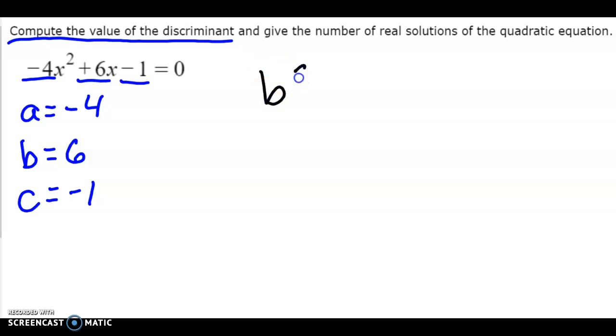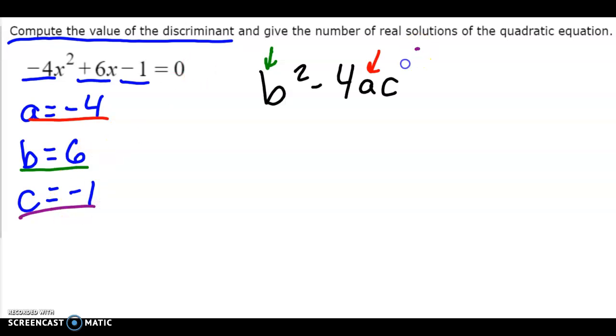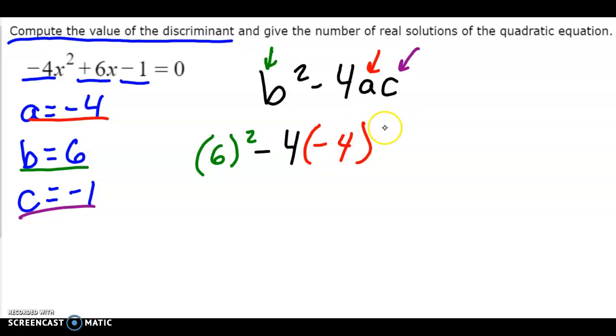So when we've got that B squared minus 4AC, we're just plugging these things in. My A of negative 4 will go in here, my B of positive 6 will go in here, and my C of negative 1 will go in here. So when I plug all of those in, I'm going to end up with 6 being squared minus 4 times negative 4, and then again multiplied by negative 1 this time. So we make sure we have those plugged into the correct spot.